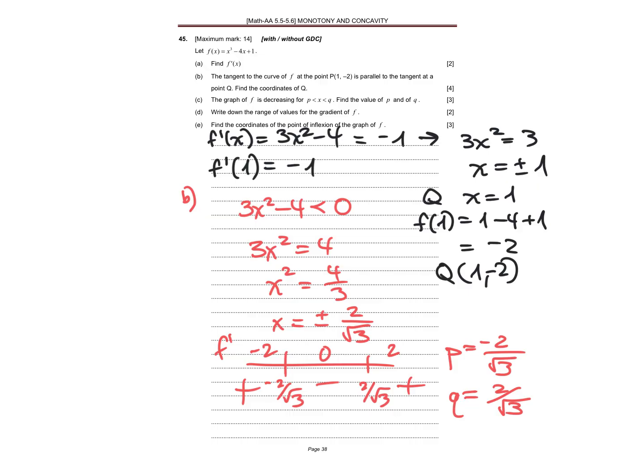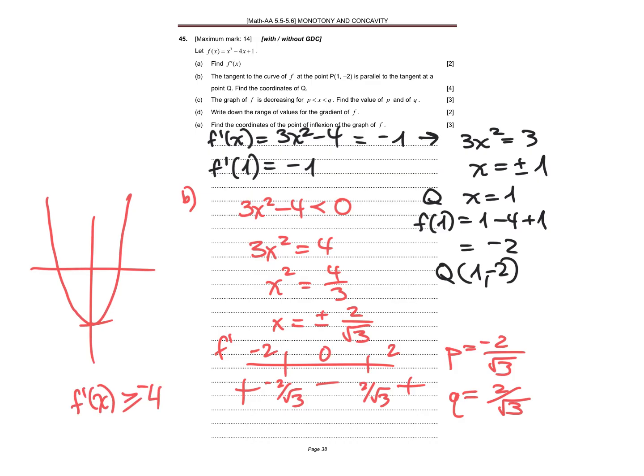Write down the range of values for the gradient of f. Okay, so this gradient is 3x squared minus 4. That is a quadratic looking like that. So it's going to be greater than or equal to negative 4.